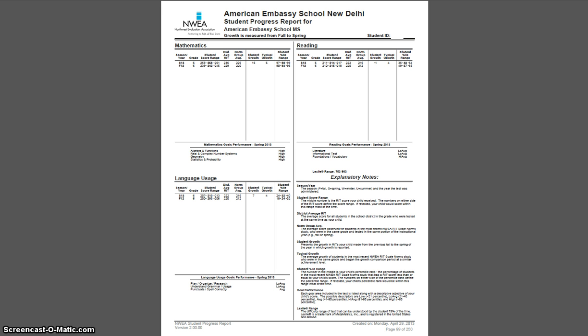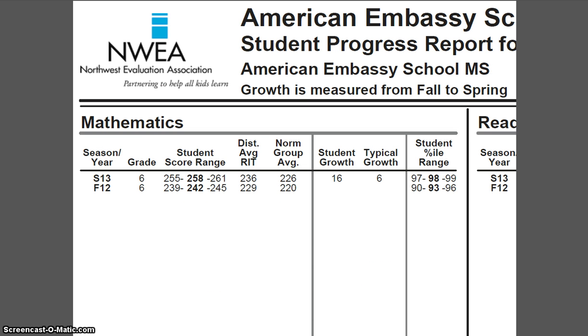Both pages are divided into 4 sections: the top left for mathematics, the top right for reading, the bottom left for language usage, and the bottom right for explanatory notes where terms and phrases used in the report are explained. Let's look at the math section. If your child has taken MAP tests on more than one occasion, you will see more than one line of results. The most recent results are at the top.